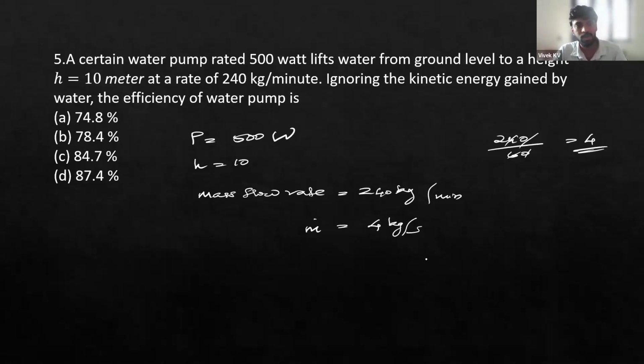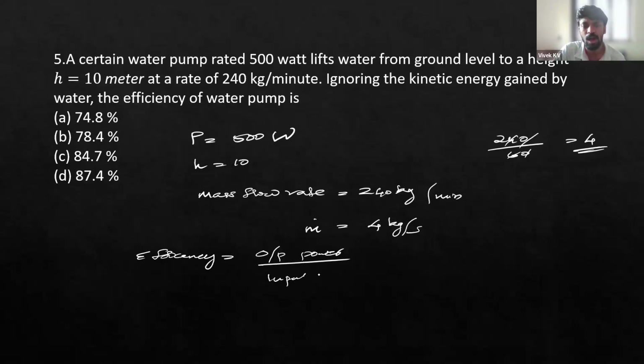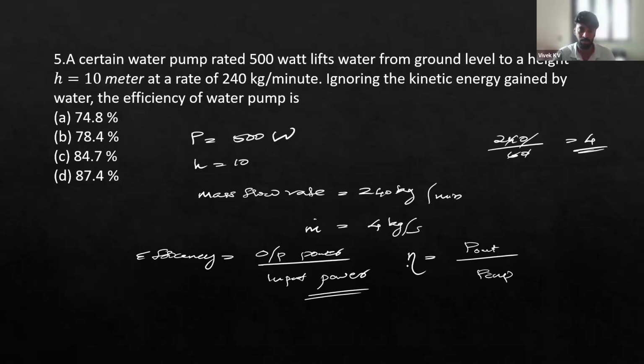Okay. So now, ignoring the kinetic energy gained by the water, the efficiency of the water pump. So how do we calculate efficiency? Efficiency of any machine, or efficiency of anything, is nothing but the output power obtained by the input work or input power. So it is basically output by input. That is the very basic definition of efficiency. So efficiency equals output power, P output, by P input. So P input is nothing but the power of the pump, which is actually given as 500. So we have to calculate the output power.